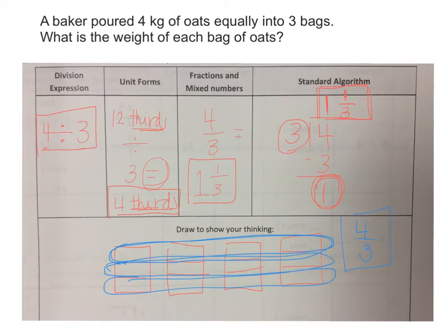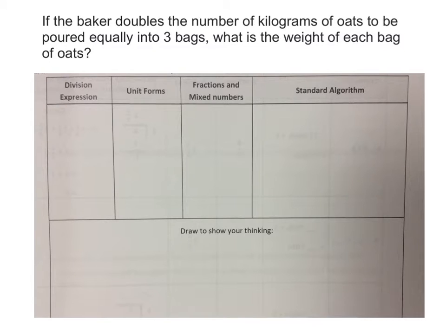Yeah. Okay. So if this time the baker is doubling the amount of oats he has, how many oats does he have now? 8, right? Because before he had 4 kilograms, and if I double it, I multiply by 2, now he has 8 kilograms of oats. So if he has 8 kilograms of oats, and he's going to share it again into 3 bags, what is the weight of each bag of oats? So we're going to find that by filling in our chart. Write a division expression, the unit forms, write it as a fraction or a mixed number, write it using the standard algorithm, and then draw a picture to show your thinking. Go ahead and do that in your own chart.